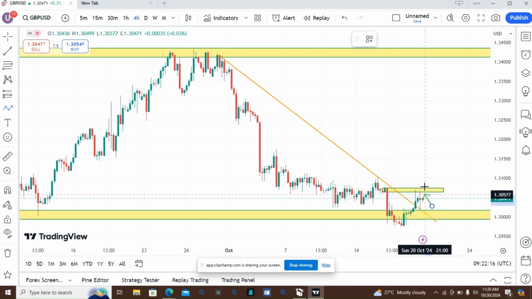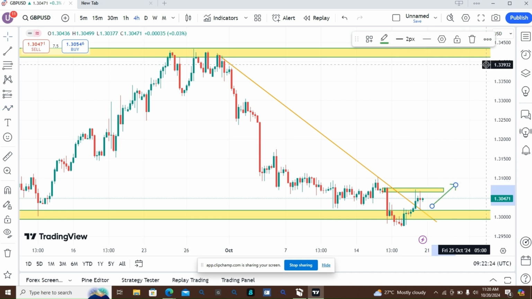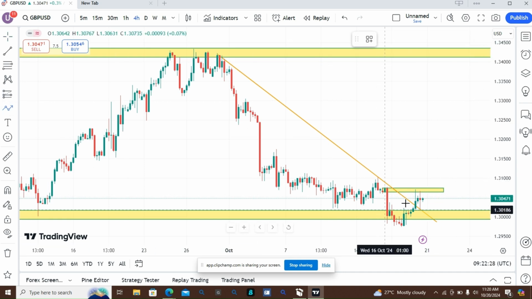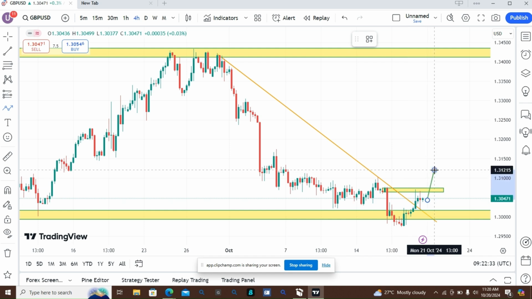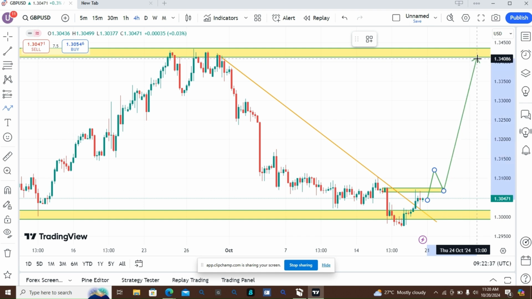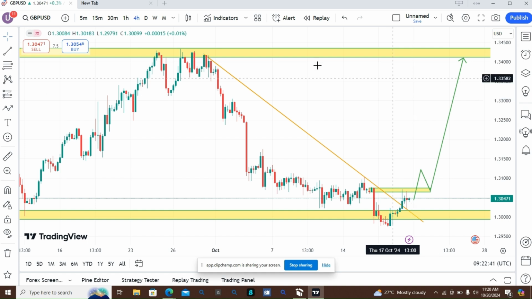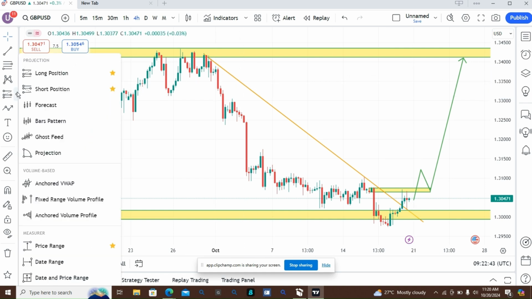So we'll see what will happen here. If price breaks and closes above this lower high, then we'll wait for price to come down before we buy. Let me show you how it will look. So let this price break and close above this lower high. If price comes back here, we will buy at this zone. Yes, this is how we buy GBP USD.